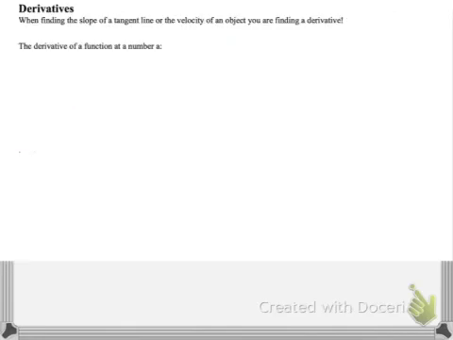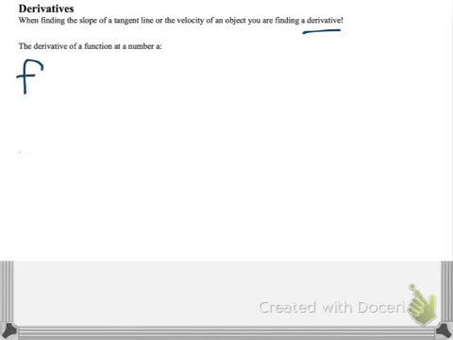All right. So we are going to finally say derivatives. When finding the slope of a tangent line or the velocity of an object, you are finding a derivative. That's all a derivative is. A derivative is usually referred to as a rate of change, which we know is just slope. So the derivative of a function at 2 just means the slope of the tangent line at 2. Or the derivative of the function at 7 just means the slope of the tangent line at 7.